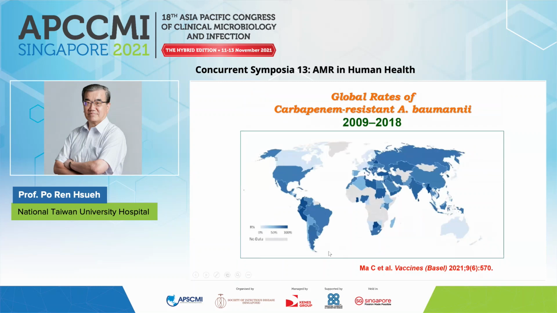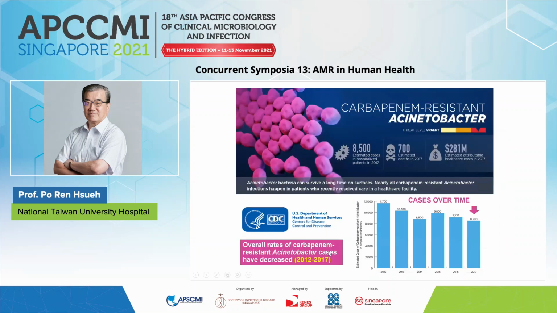This slide shows you the global rate of carbapenem-resistant Acinetobacter baumannii. You can see the world map, and you can look at some regions or countries that have a high incidence of carbapenem-resistant Acinetobacter baumannii. For example, in Asian countries, we have India with a high rate, and also China and Taiwan, and some countries in South Asia. So you can see that even in our Asia Pacific region, there is some country variation.